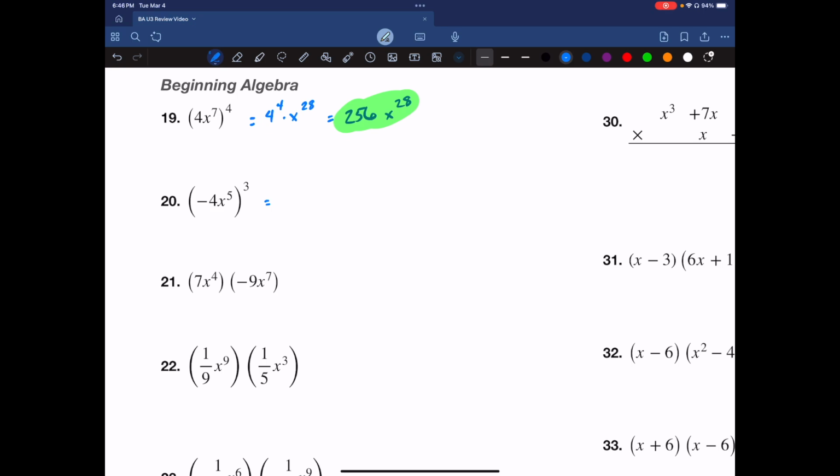When you have a negative raised to an odd power, the answer is going to stay negative. So this is going to be negative 64x to the 15th. Because remember, it's 4 cubed, and 4 cubed is 64, x to the 15th.